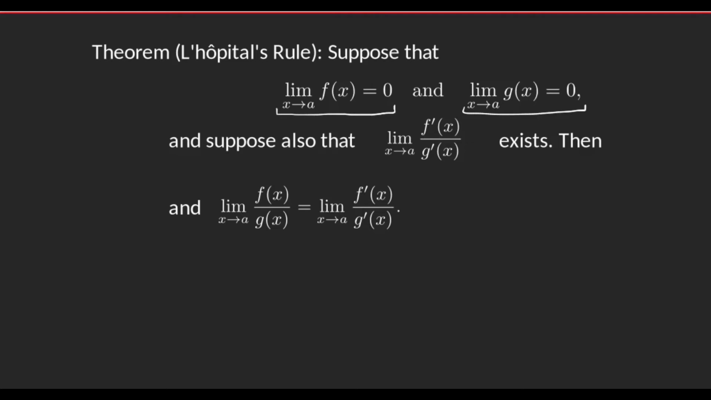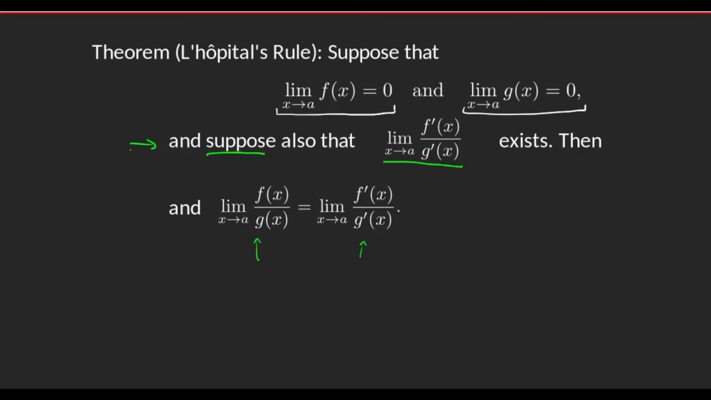And we also, and this is very important, we suppose this limit exists, the limit with the derivatives of f and of g. So that division between f prime and g prime exists. Then, only when this exists, can we say that the limit with the derivatives is equal to the original limit we wanted to calculate.